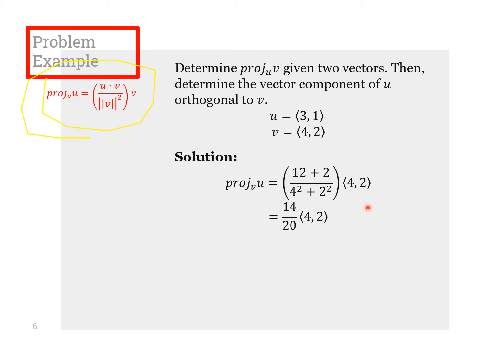Let's determine what this scalar would be. 14 divided by 16 plus 4, that's 20. This fraction simplifies to 7 over 10, so we multiply this. We are going to have 28 over 10, that will be 14 over 5. 7 over 10 times 2 would be 14 over 10 or 7 over 5. And we'll let the projection of u onto v be vector w sub 1.